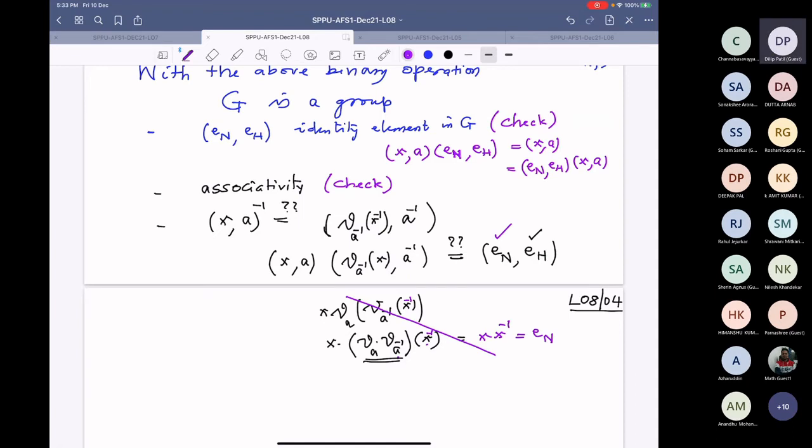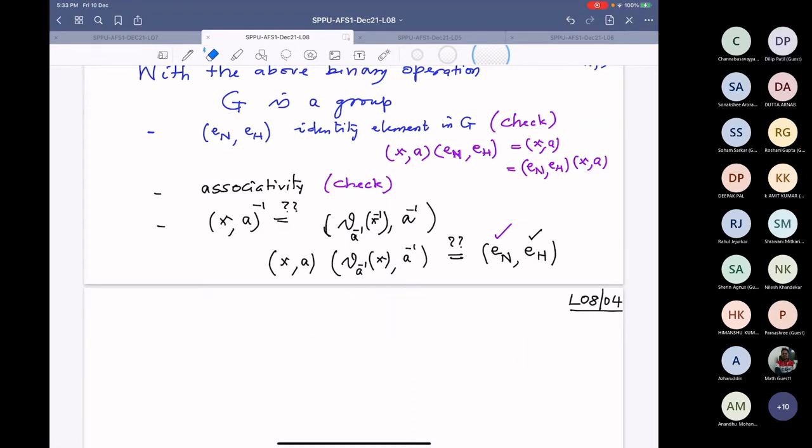Very, very simple. So therefore, what we have checked is that every element has an inverse. And of course, I have checked only one way. You have to check the other way also. All right. So I am leaving it for you to check the other.